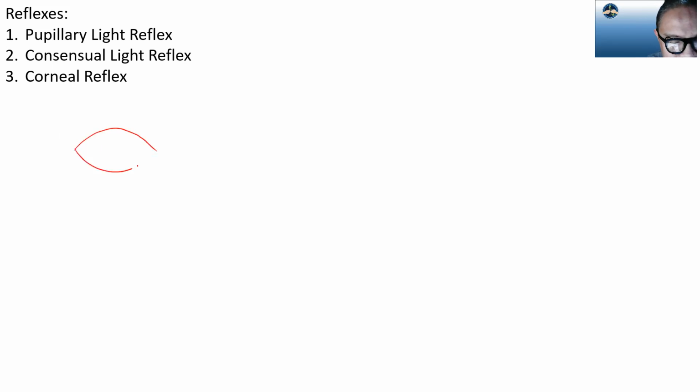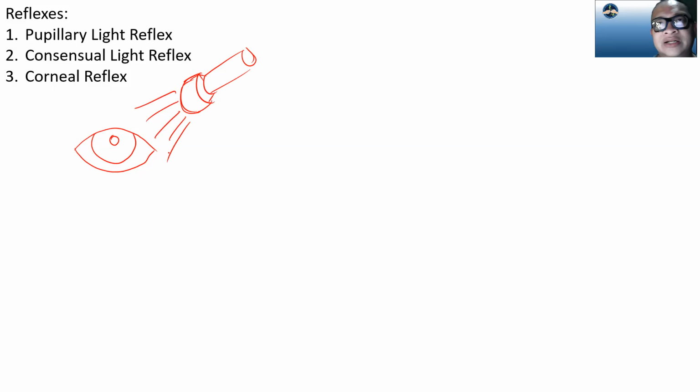So, say you have your eye. Okay, that's your pupils. Now, if you shine a light, let me draw a nice flashlight there. If you shine a light directly into the pupil, the patient is looking straight, and then you cover one eye, and then you shine a flashlight here. Don't poke the eye with a flashlight because that's going to be your corneal reflex.